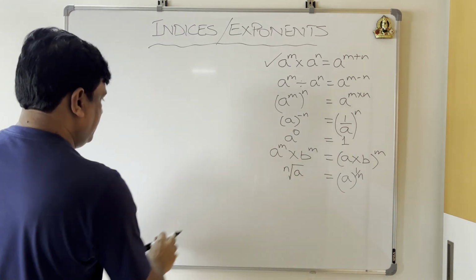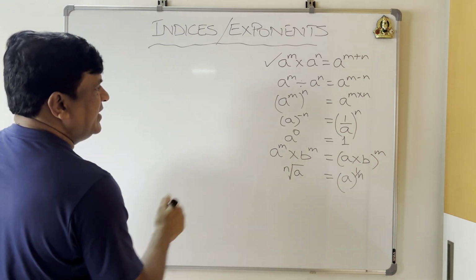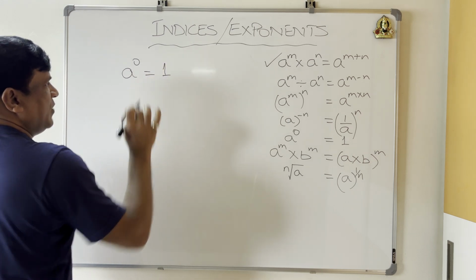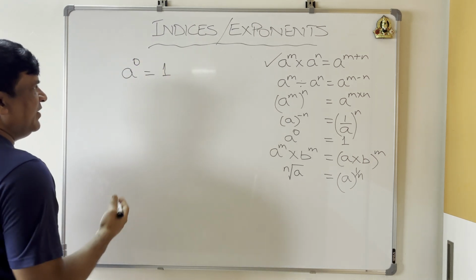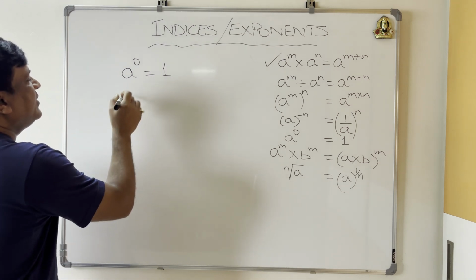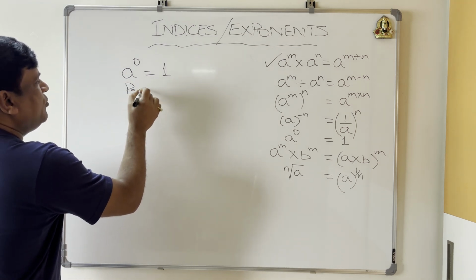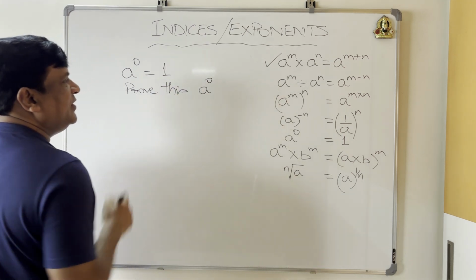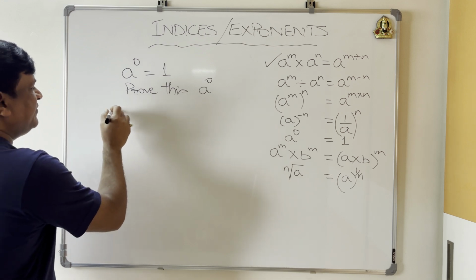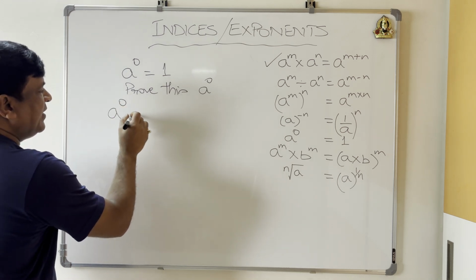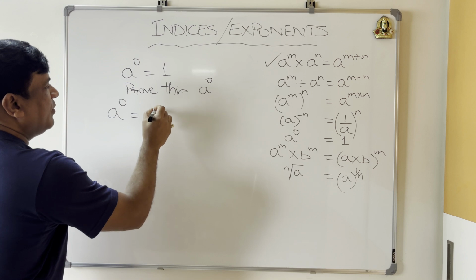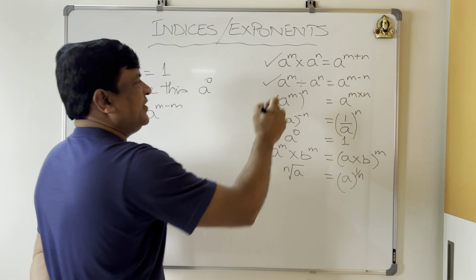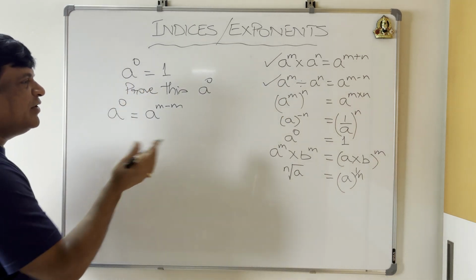Now the next one, a to the power 0, anything to the power 0 is 1. That's basically given. Now somebody may ask you then, can you prove this, that anything to the power 0 is 1? So what I'm going to do is that I'll just take a to the power 0. Can I write this one like this? A to the power m minus n. I'll use this particular logic. I'm going to use that one in the reverse way.